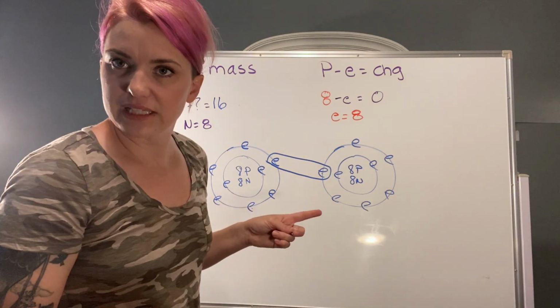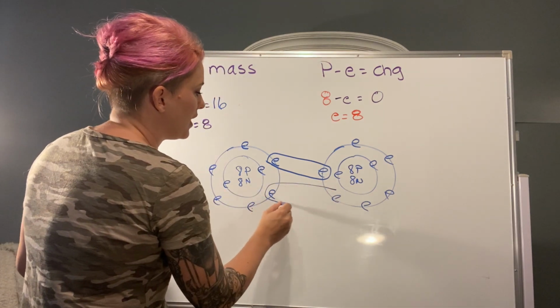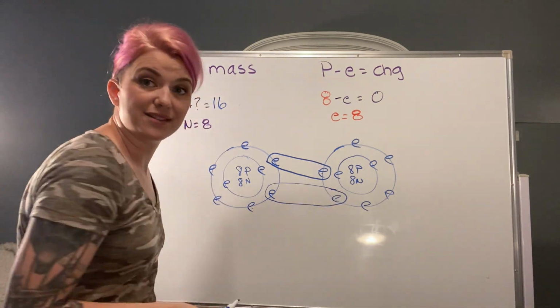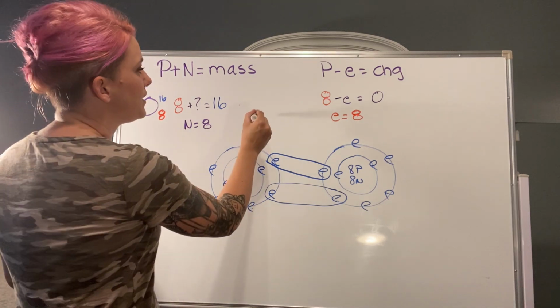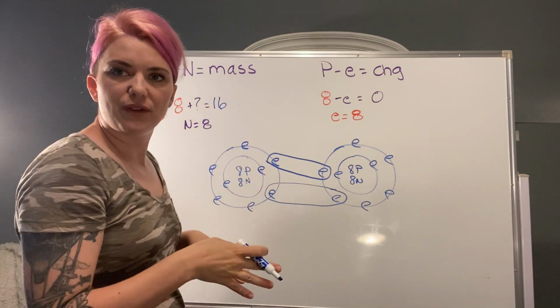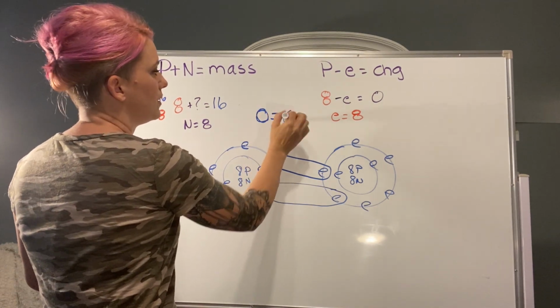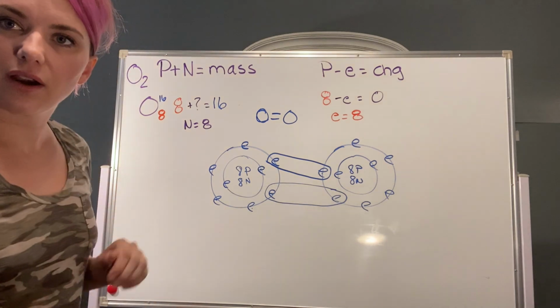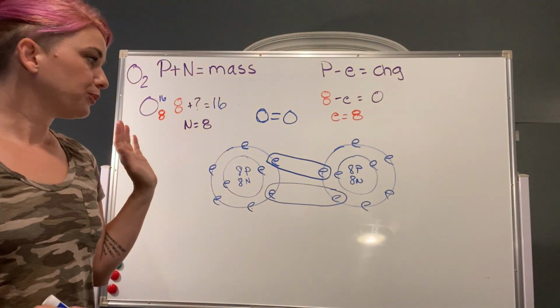Well, now they each only have 7, so they're still not happy. So they actually share 2 sets of electrons, and that's a double covalent bond. You can see it in the textbook. Sometimes it'll be drawn like this, sometimes we have the ball and stick model, or sometimes it looks like this with a double bond there. So that is oxygen.